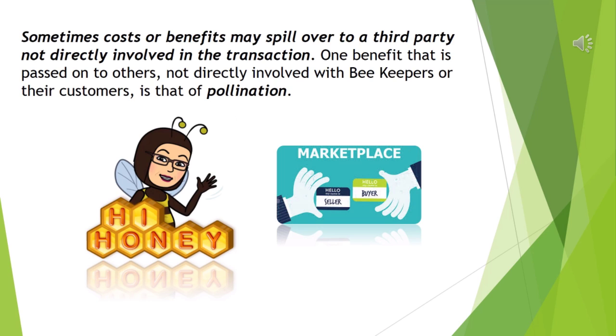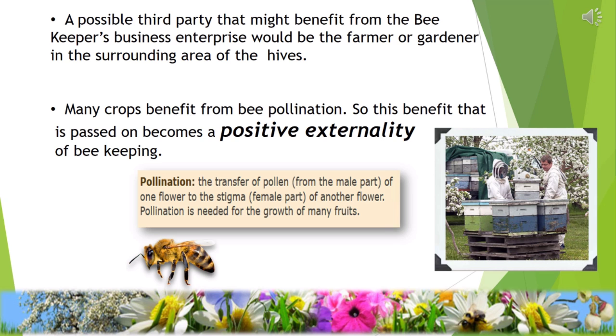One benefit that's passed on to others, not directly involved with beekeepers or their customers, is that of pollination. A possible third party that might benefit from the beekeeper's business enterprise would be the farmer or gardener in the surrounding area of the hives. Many of the foods and crops benefit from bee pollination, so the benefit of bee pollination that is passed on becomes a positive externality of beekeeping.